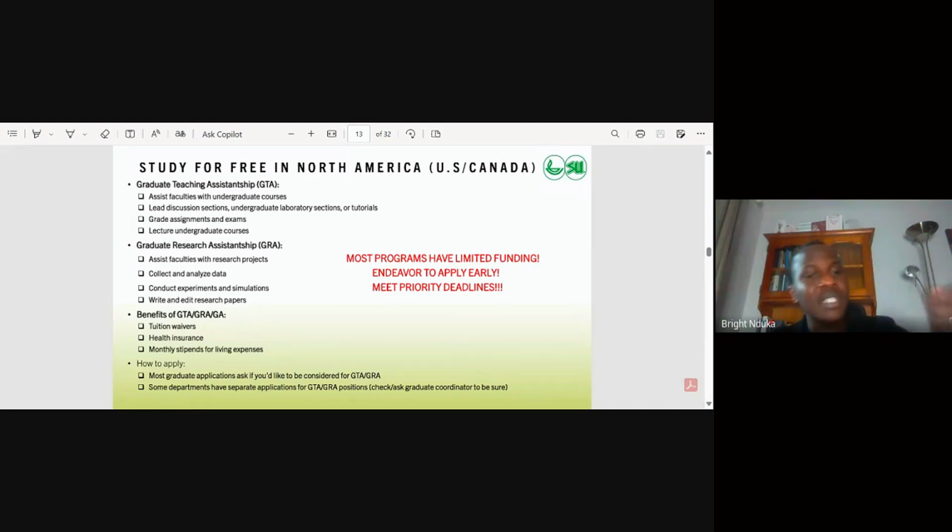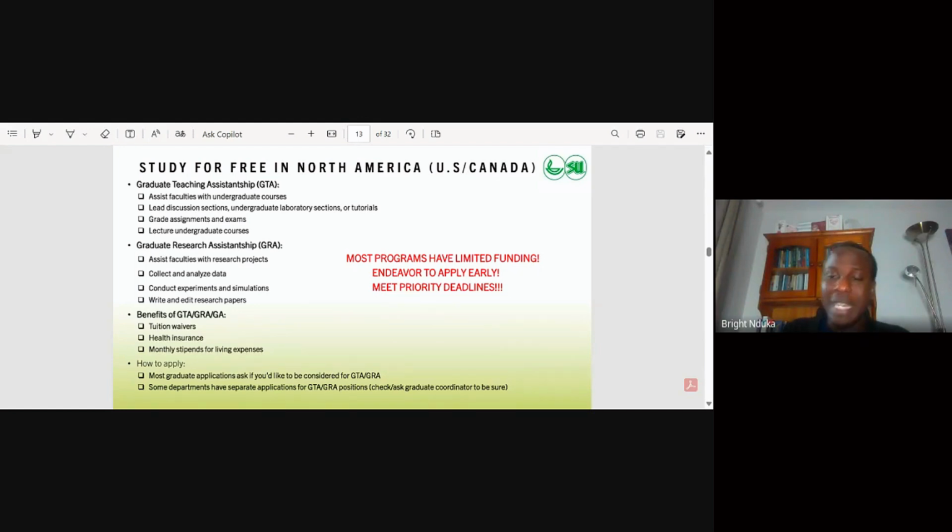Then the graduate research assistant: your responsibility is different from graduate teaching assistant. You assist faculties with research projects, so you must have good research skills. If your research skill is not so good, start working on it now. You must be able to collect and analyze data, conduct experiments and simulations, write and edit research papers. So these are the responsibilities that you have as a graduate research assistant.